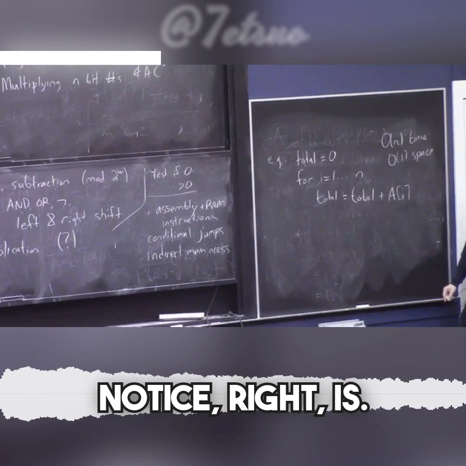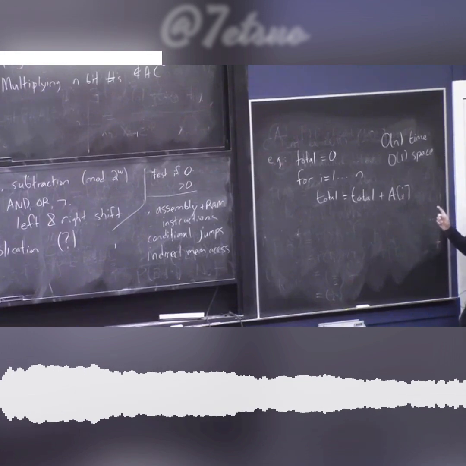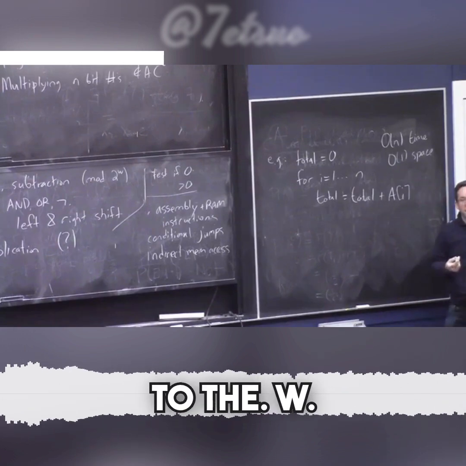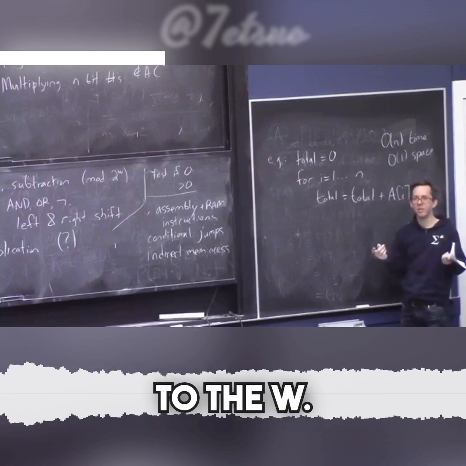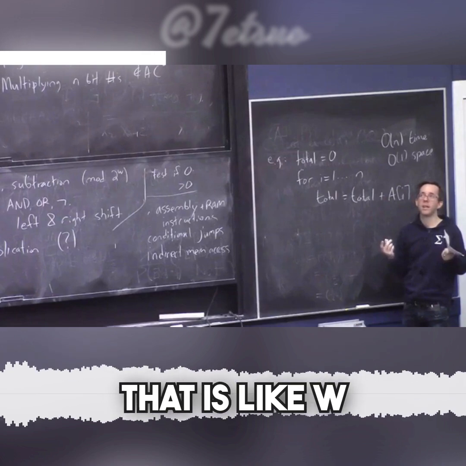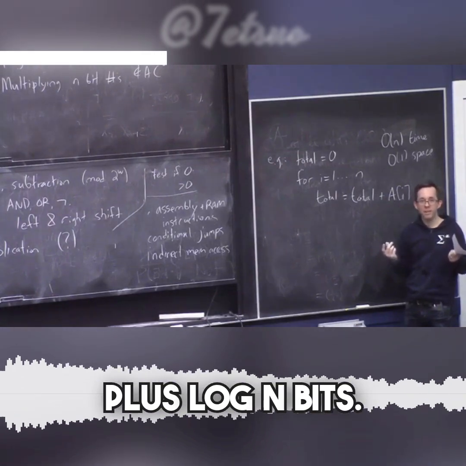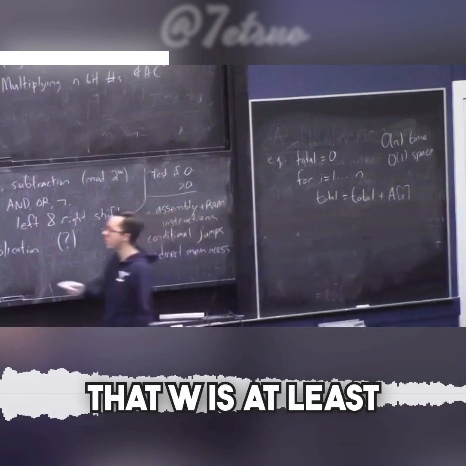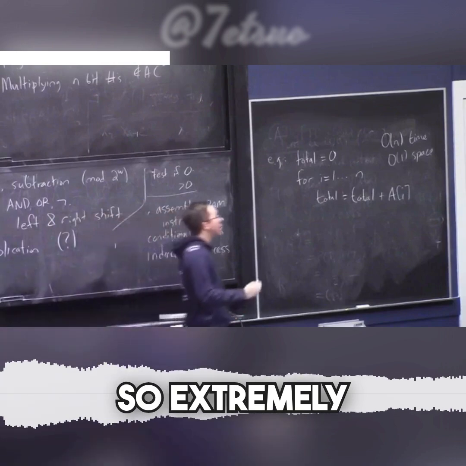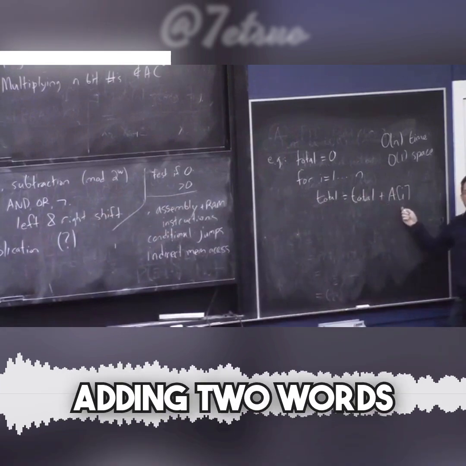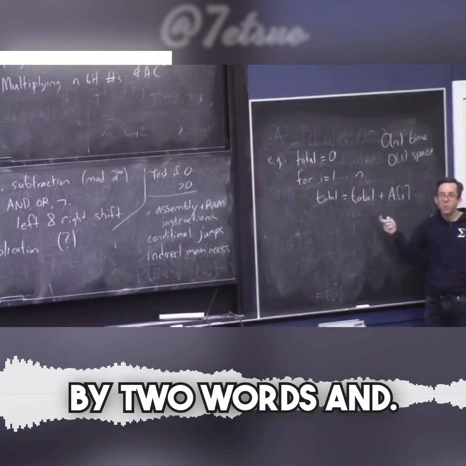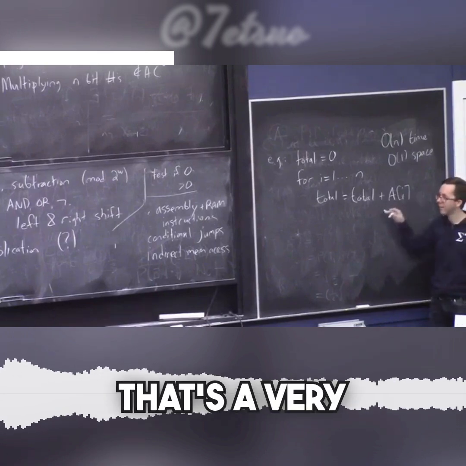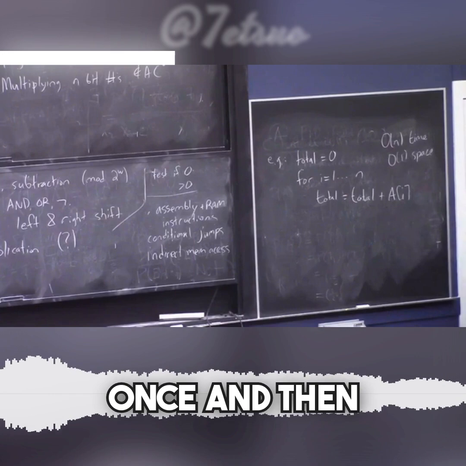One thing you may notice, if you're getting really stickler, is these words, if they're of w bits, are storing integers between 0 and 2 to the w. So the final sum could actually be n times 2 to the w, the log of that is w plus log n bits. So that actually wouldn't fit into one word, although it would fit into 2 words, because we assume that w is at least log n. So extremely technically, this addition is not just adding 2 words together, but you're secretly implementing total by 2 words and keeping track of the carries, because the final total could actually need to fit into 2 words. But that's a very low-level observation that people think about once and then never mention again.